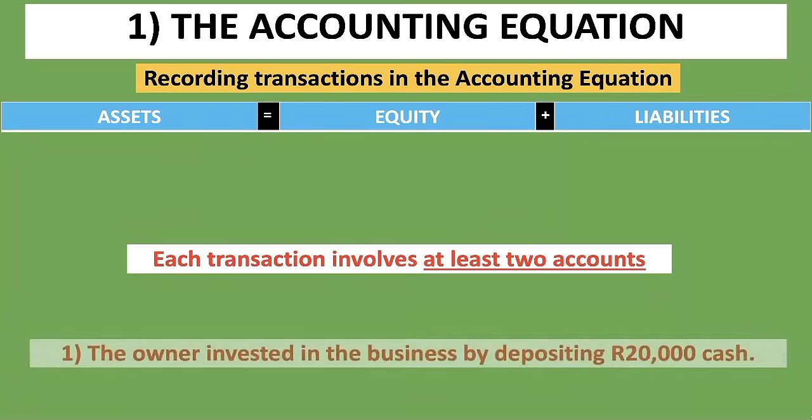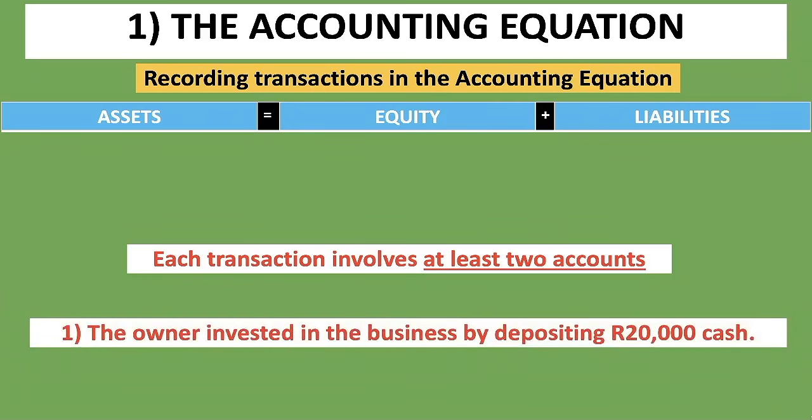Here's the first scenario that we have. The owner invested in the business by depositing 20,000 Rand. So what is happening here? The owner is investing in the business and is depositing 20,000 Rand cash. So he's depositing money into the business. That is his contribution to the business. Now, what are the two accounts involved in this transaction? Think about them and think through what we've mentioned in the previous slide when we went through the examples.